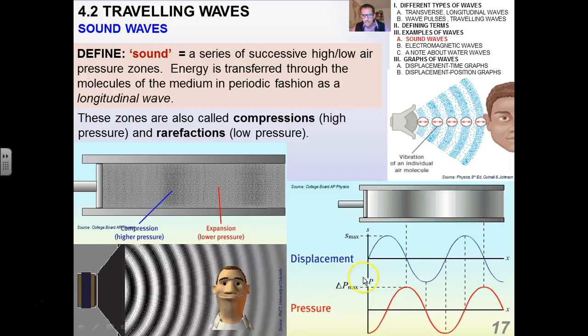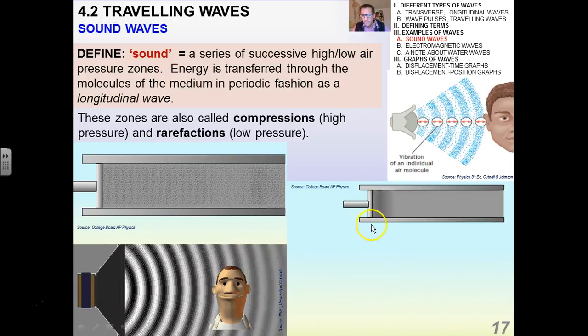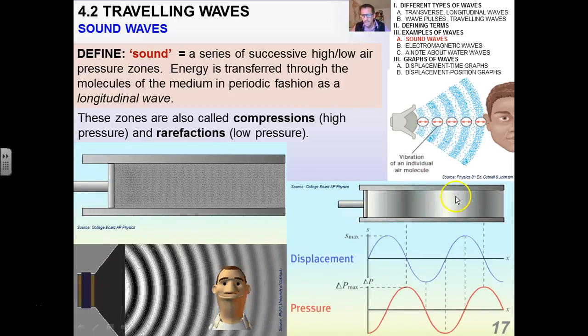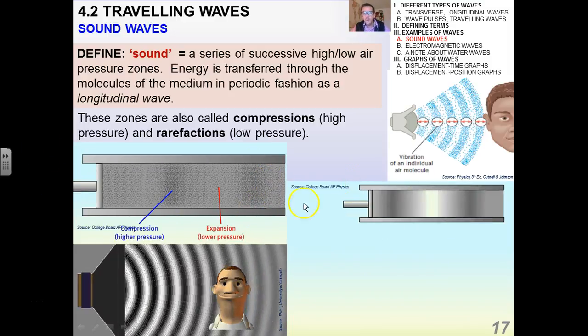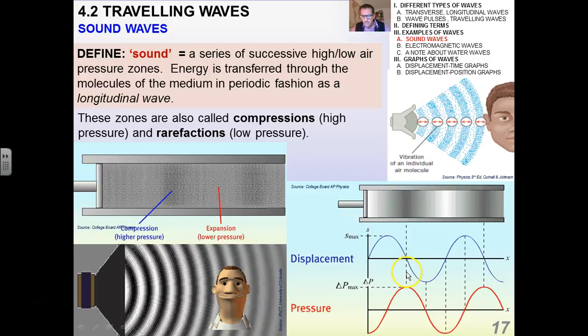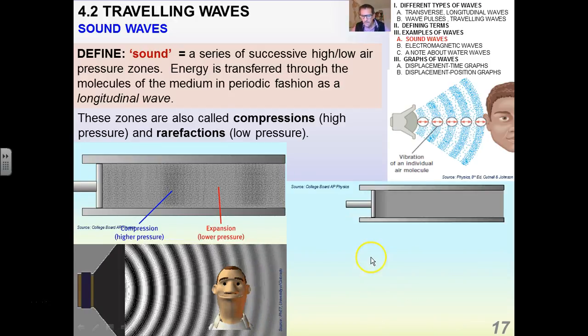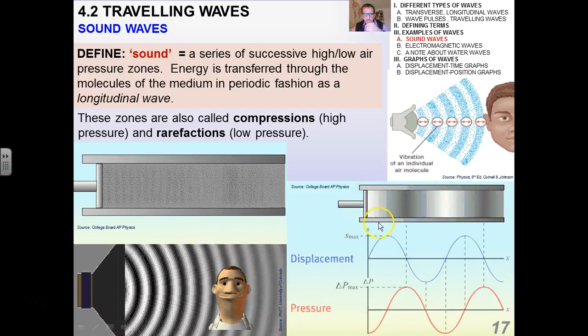This particular video right here shows the relative displacement and pressure of air molecules in this chamber, which is meant to represent this chamber over here. You might want to pause the video and study these displacement and pressure graphs very closely to make sure that you understand what's being displayed here, okay?